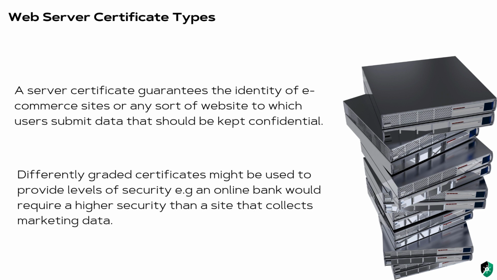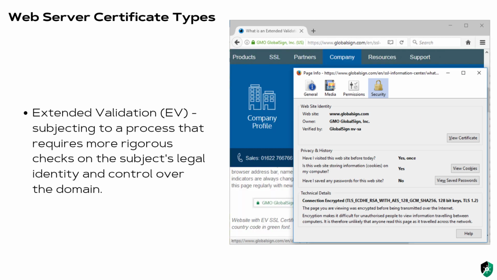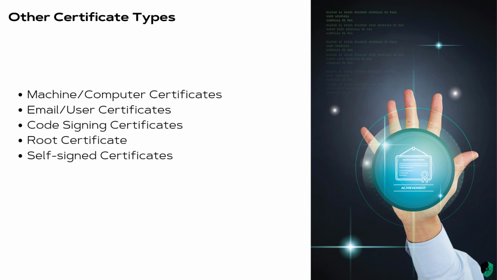Now, web certificate types, we do have the domain validation DV, which will prove the ownership of a particular domain, and there's an example right there on the right. We do have the extended validation certificate type. This is subject to a process that requires more rigorous checks on the subject's legal identity and control over the domain. Now, we do have other certificate types as well. We do have the machine computer certificates, email or user certificates, code signing certificates, root certificates, and of course the self-signed certificates. Let's take a look at them one by one.